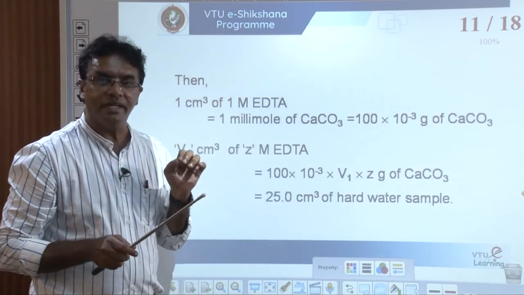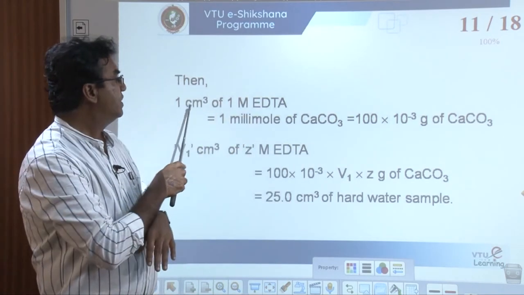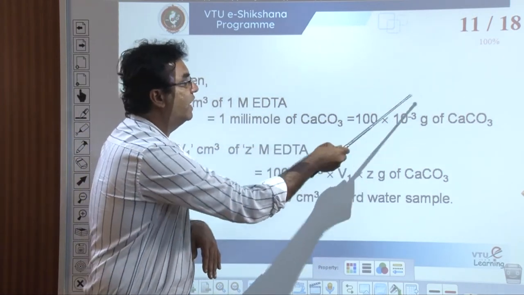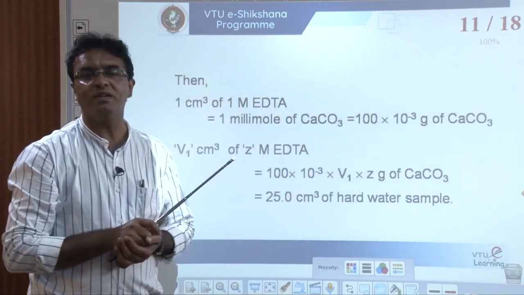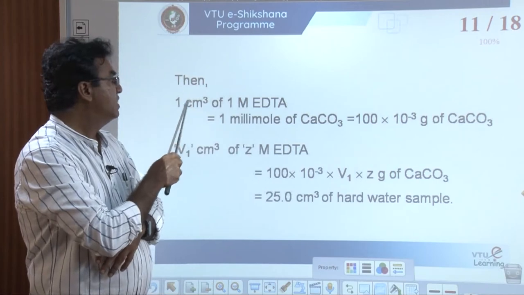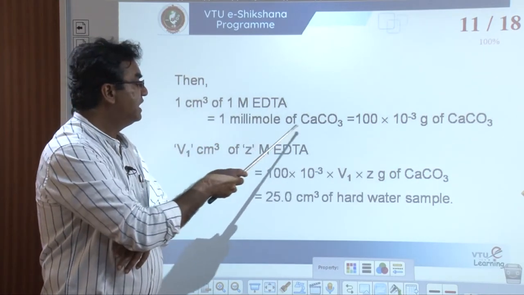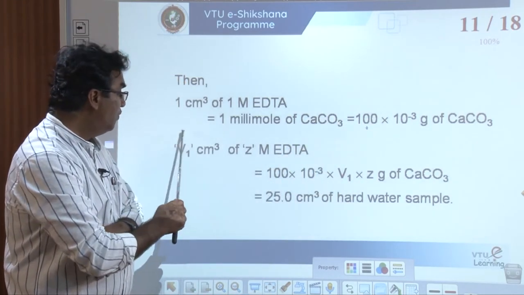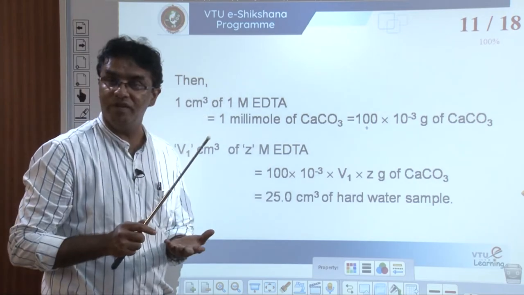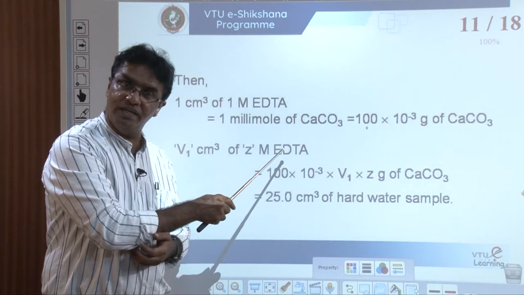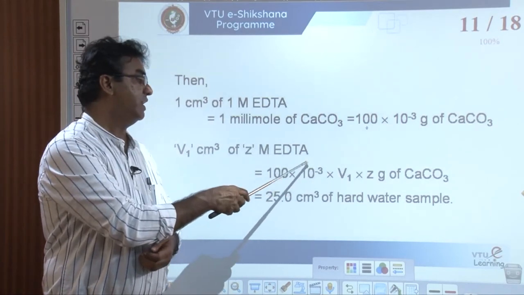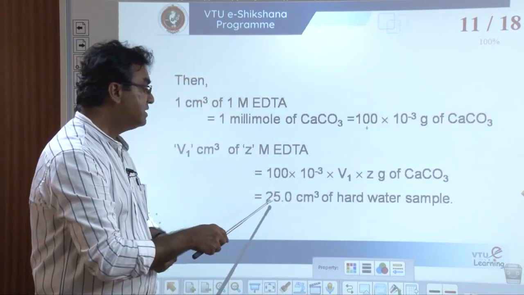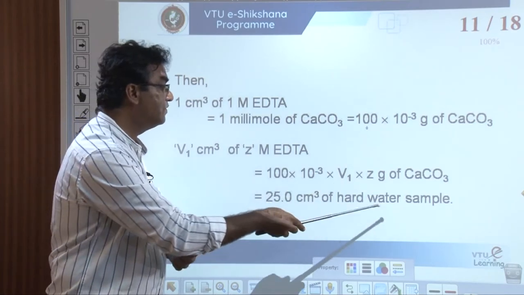So, this relationship is being established, that is 1 cm cube of 1 molar EDTA can form complex with the number of calcium ions present in 100 milligrams of calcium carbonate. Therefore, we say 1 cm cube of 1 molar EDTA is equal to 100 into 10 to the power of minus 3 grams of calcium carbonate. If it is so, V1 cm cube of Z molar EDTA is equivalent to 100 into 10 to the power of minus 3 into V1 into Z gram of calcium carbonate. This is for 25 cm cube of the hard water sample.